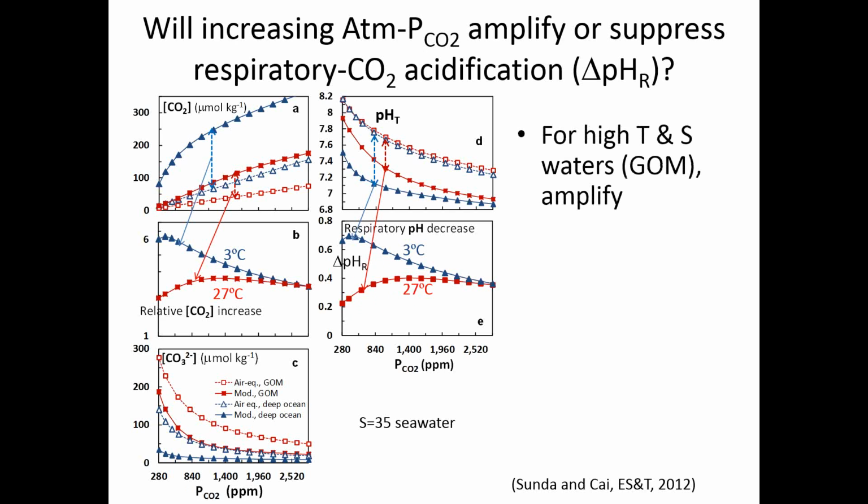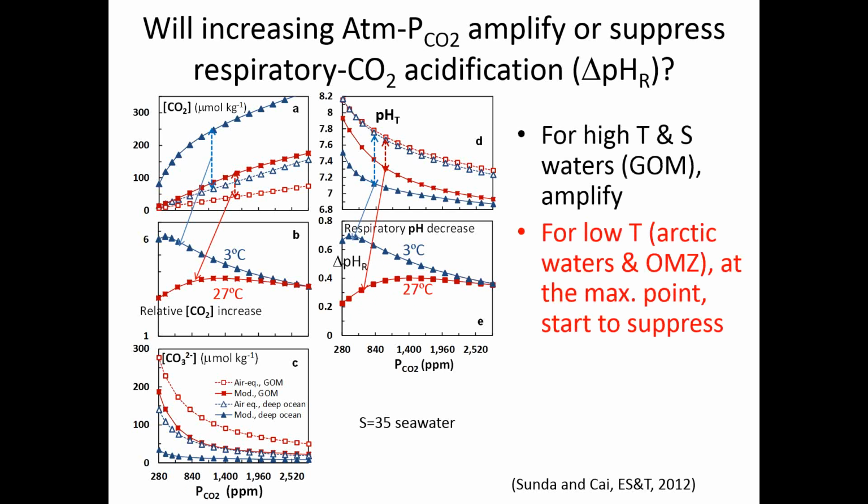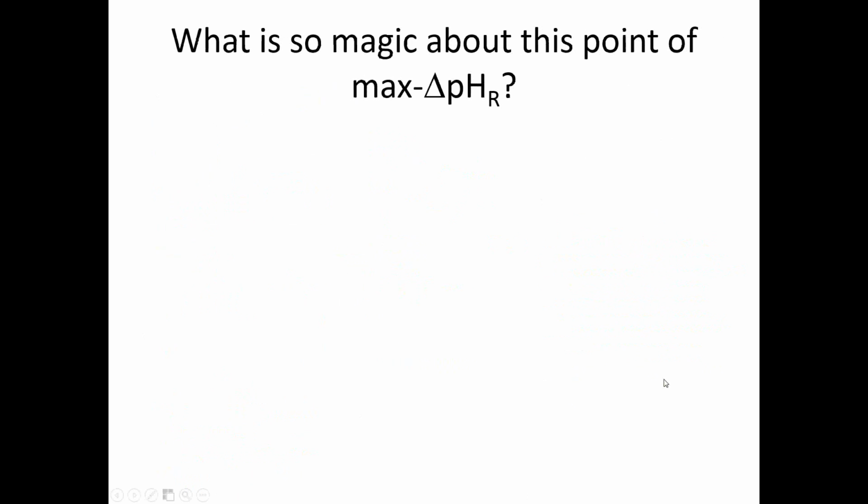But let's take a look at this. The low temperature one would represent Arctic water and water in the ocean oxygen minimum zone much better, and the high temperature, high salinity one will represent the Gulf of Mexico. But this is the seawater one actually, and we'll get back to this with the mixing issue with the lower salinity. And here, the initial carbonate, again, is a key factor.